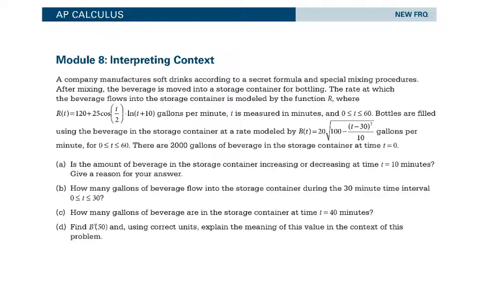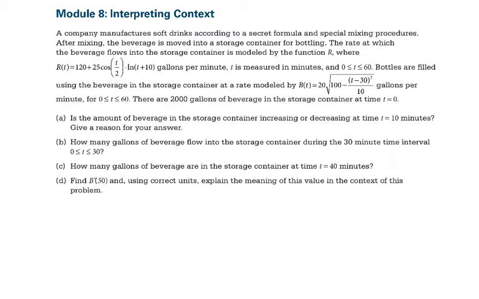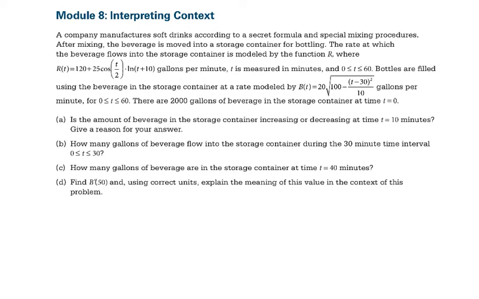Bottles are filled using the beverage in the storage container at a rate modeled by B of T, again in gallons per minute, for 0 is less than or equal to T is less than or equal to 60. There are 2,000 gallons of beverage in the storage container at time T. So the first thing we need to do is understand what's been given to us.